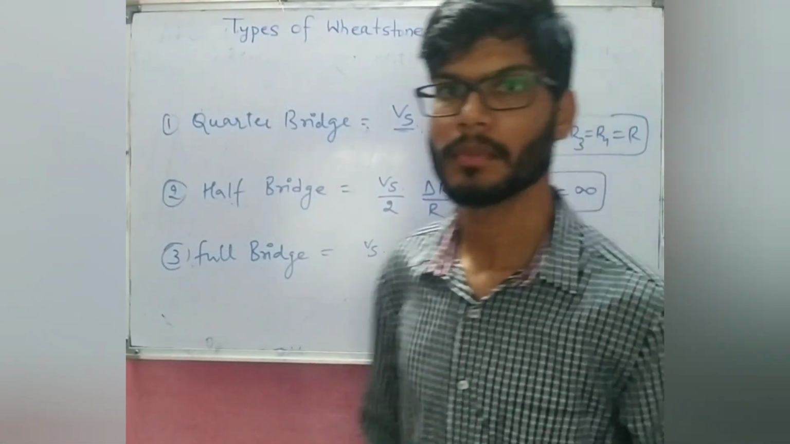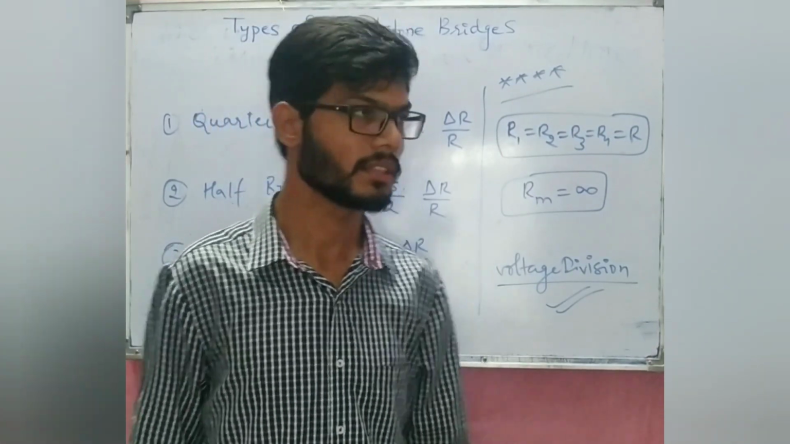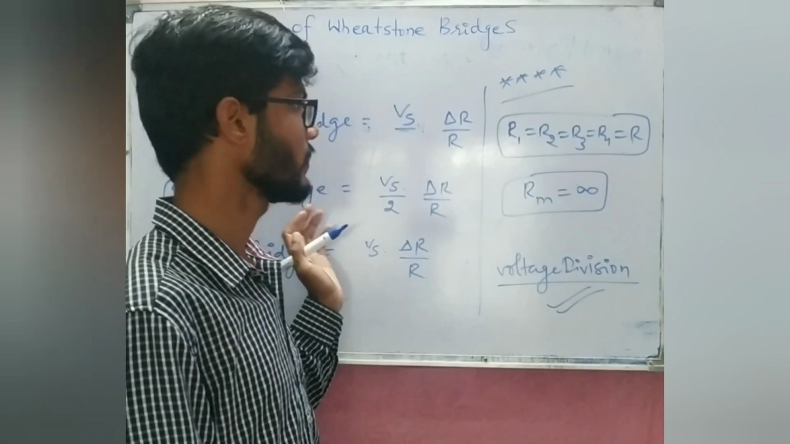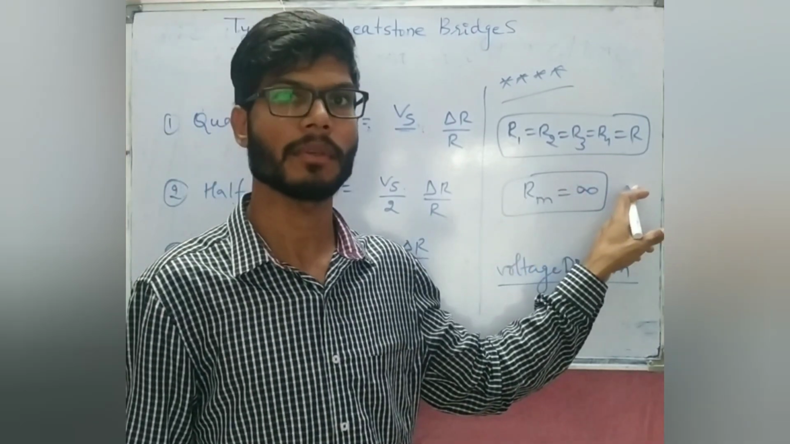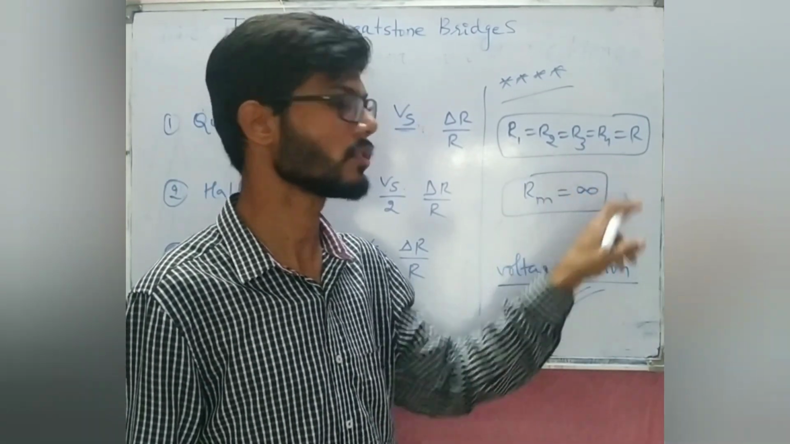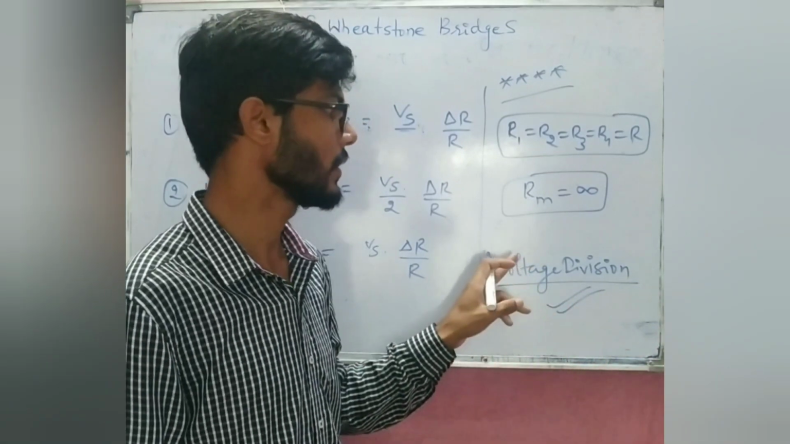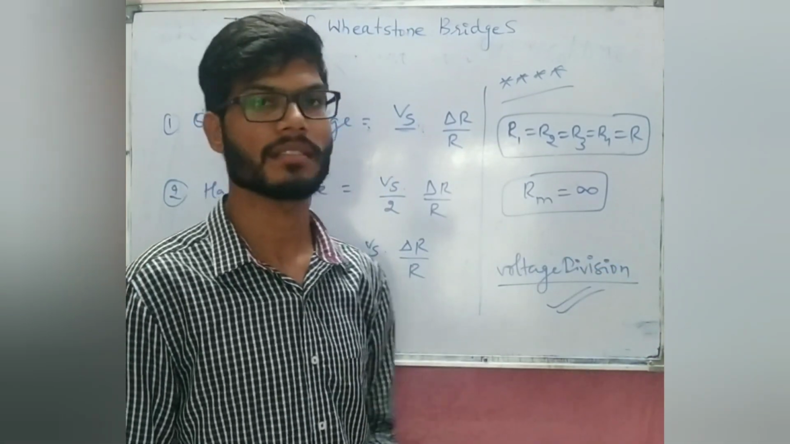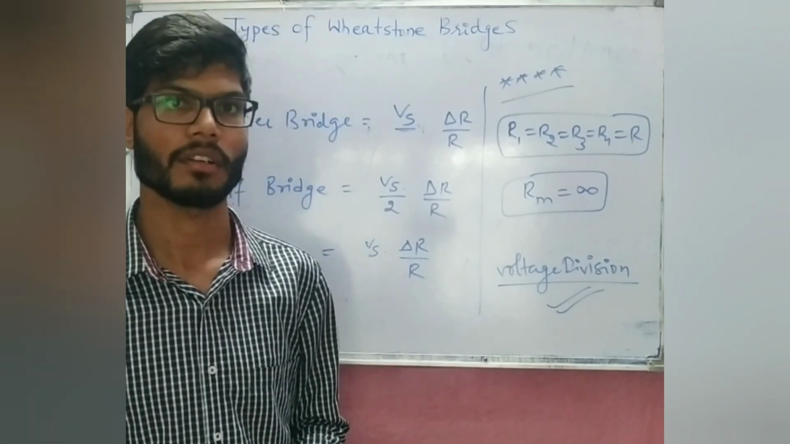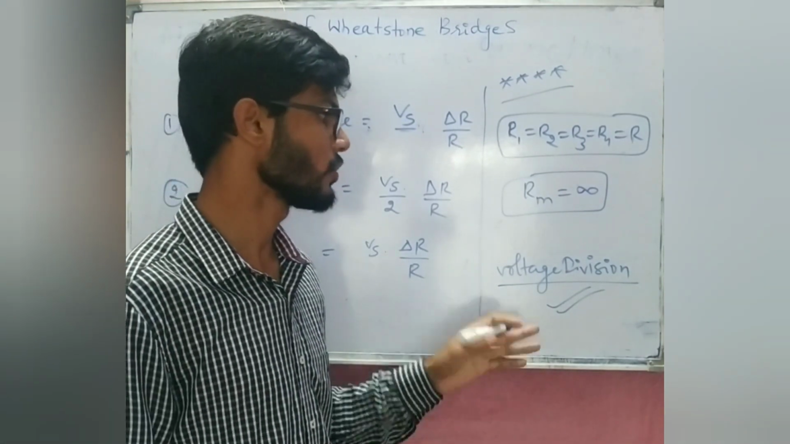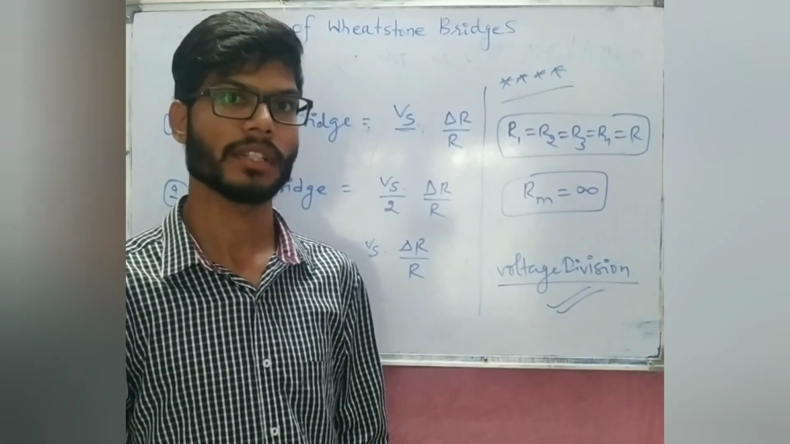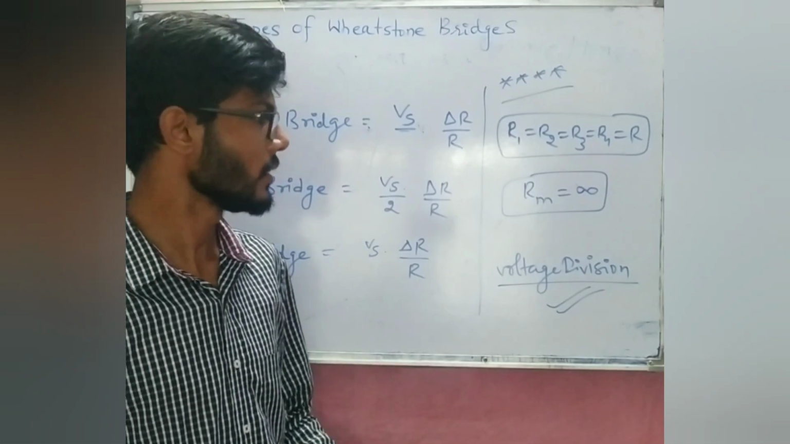And now let us summarize whatever we have discussed till now. Before we proceed with any kind of derivation, we always have to keep in mind that the resistances of all 4 arms of the bridge have to be equal. The second thing is that the meter resistance has to be infinite, so that it does not draw any current and does not produce any loading effect. Only then will we be able to apply the voltage division rule with ease.